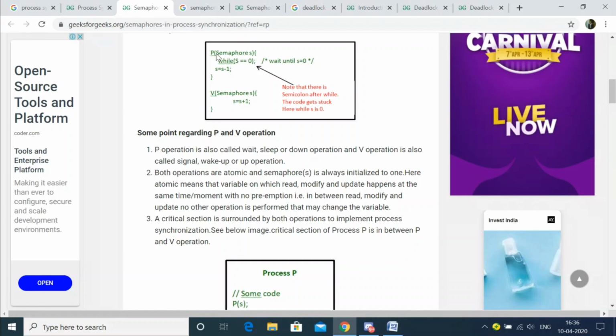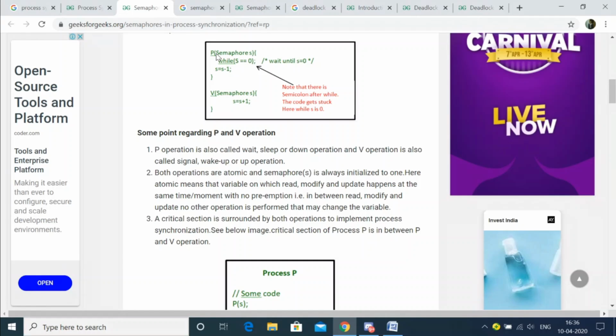Okay, so there are two things that we need to know. One is the P operation, also called wait, sleep, or down, and the V operation is called signal, wake up, or up operation. Both the operations are atomic, and a semaphore value, as we said, is initialized to 1.